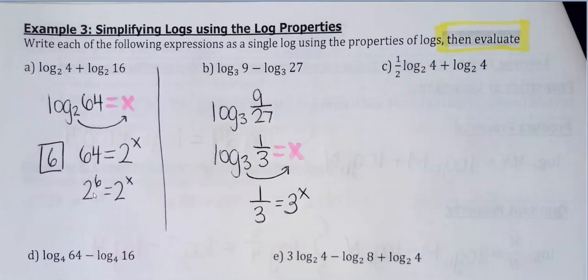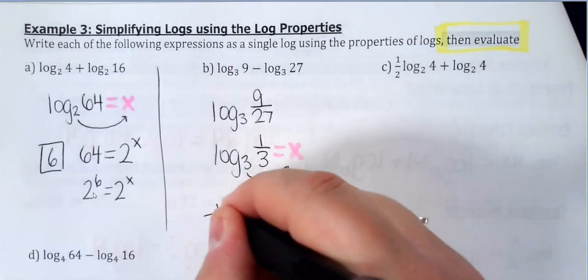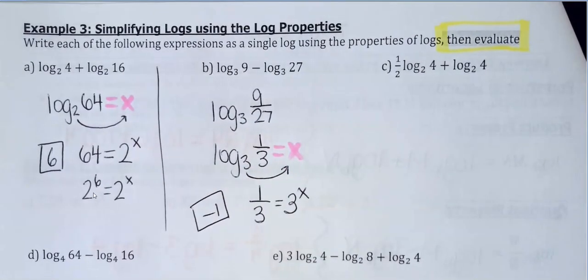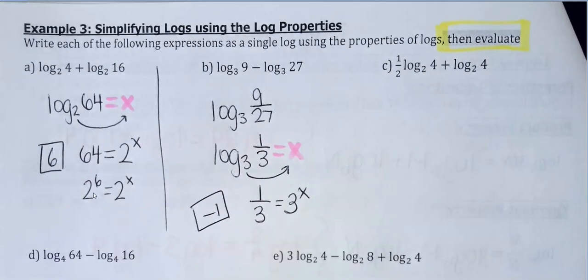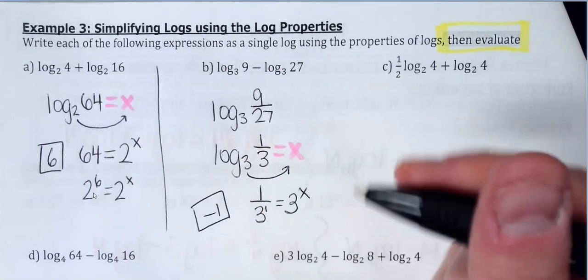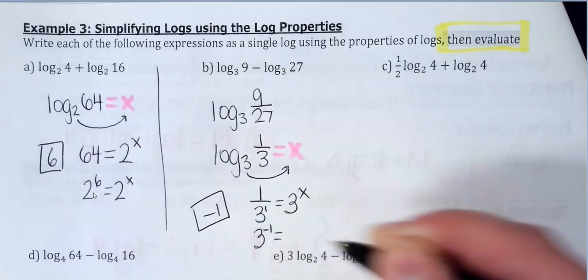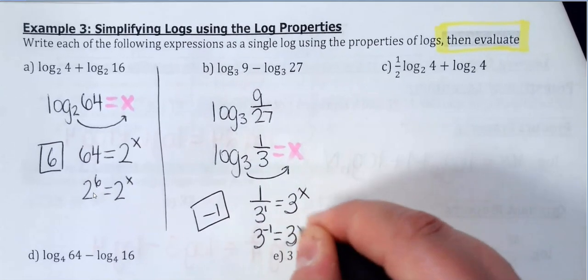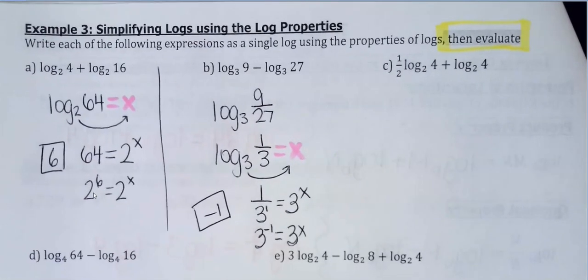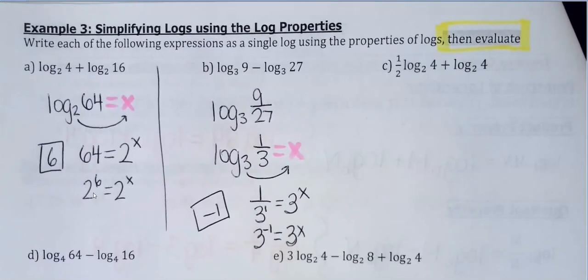And if you're like, I know that, cool, just write it. You don't have to show a bunch of work. If you don't understand that, just real quick, this would be 1 over 3 to the 1st. I could get rid of the fraction by writing that with a negative exponent. That'd be 3 to the -1 equal 3 to the x. If the bases are the same, that forces the exponents to be equal. That's going to make -1 my answer. If you've got a fraction, you're going to probably be dealing with a negative exponent.